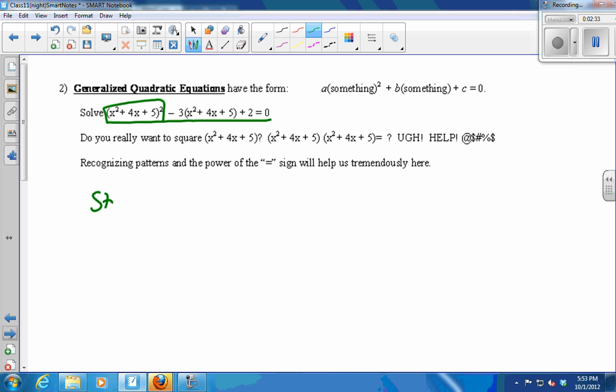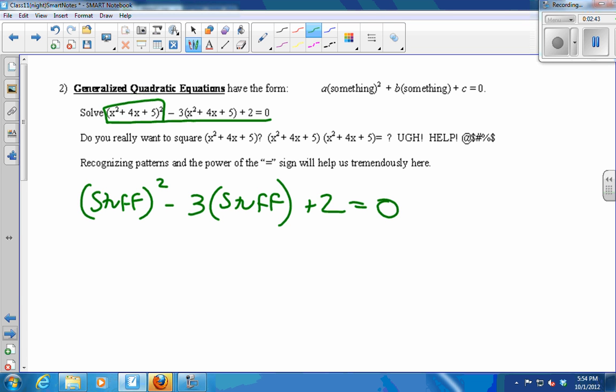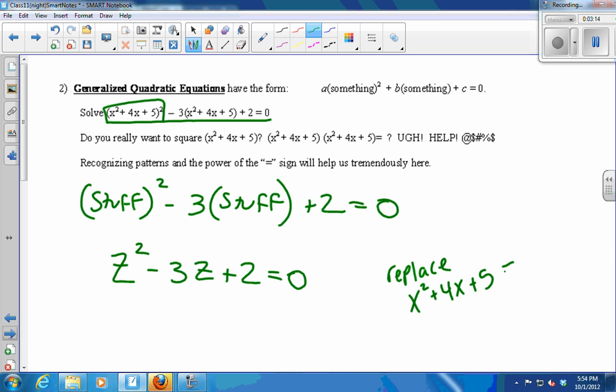This is some stuff squared minus 3 times some stuff plus 2 equals 0. So instead of calling it stuff, I'm going to give it a letter name. Something other than x, because x is already being used. So pick any other letter you want. Z. Okay, so z squared minus 3z plus 2 equals 0. So I'm replacing x squared plus 4x plus 5 with z. In my original equation, I replaced all the x squared plus 4x plus 5s with z's.